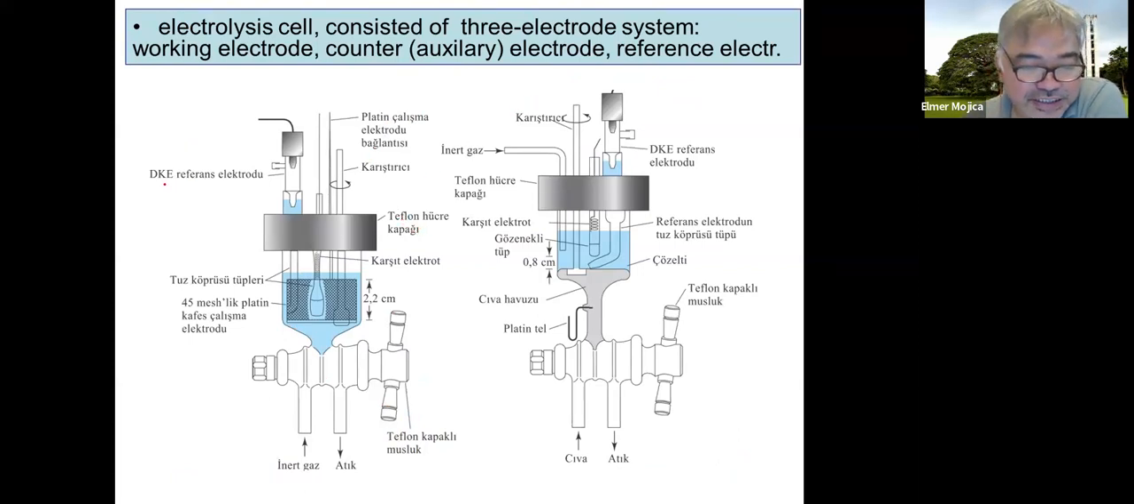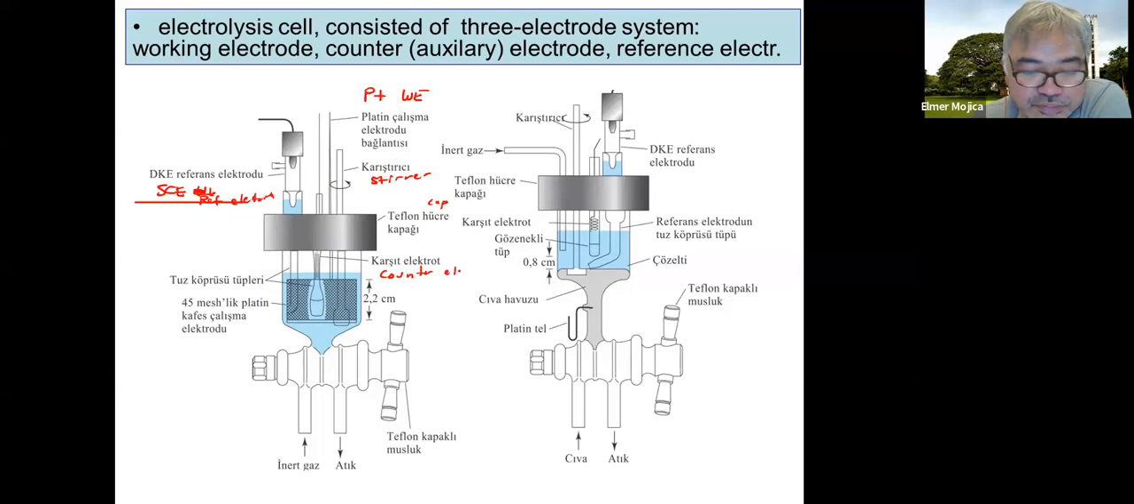If you're going to look at this, this is your SCE reference electrode. This is the stirrer. This is your platinum working electrode. This is a Teflon cup. And this is the counter electrode. So we could say that is your electrolytic cell. This is a working electrode that contains a platinum gauze. This one is platinum. On the other hand, this one is a mercury pool. That's the difference between the two.